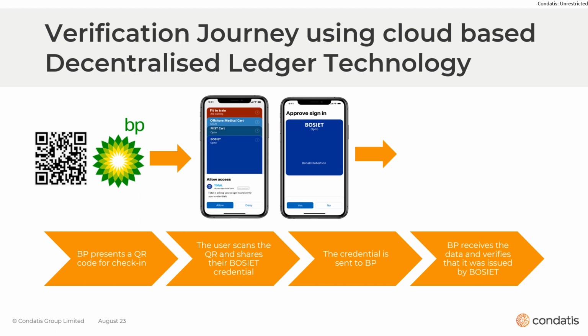The credential is then sent to BP. BP receives the data and can verify that it was issued by BOSIET, without a data connection to BOSIET, using cloud-based decentralized ledger technology.